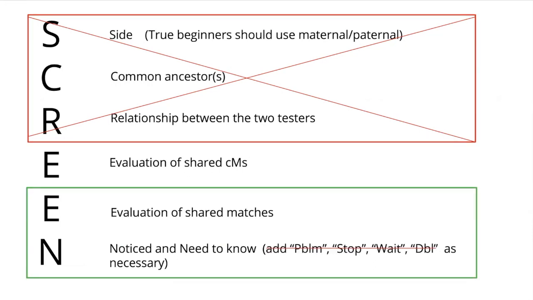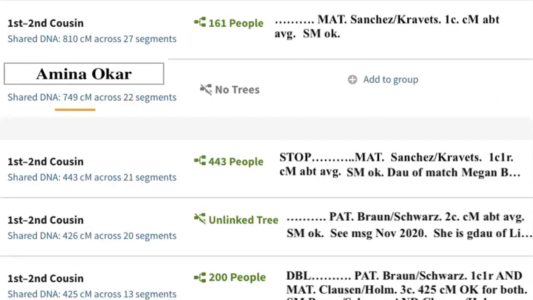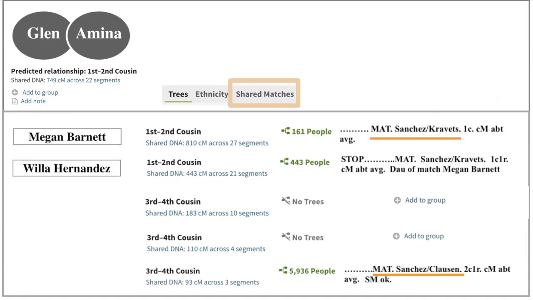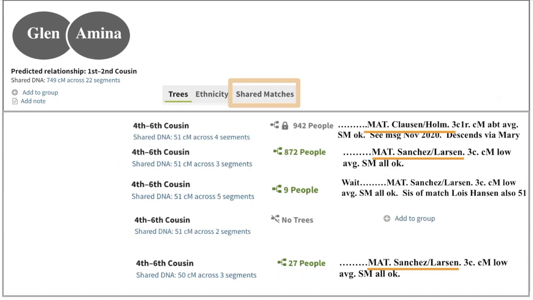We won't worry about doing an evaluation of the shared centimorgans for most of these matches, but we do want to factor that in on the high centimorgan matches, such as Amina Okar. Do you remember her? She's the first unidentified match in Glenn's list, and they share 749 centimorgans of DNA, which is quite a bit. We see on the shared match list people from Glenn's maternal ancestors. If we go to the next page of matches, there's even more on that maternal side.